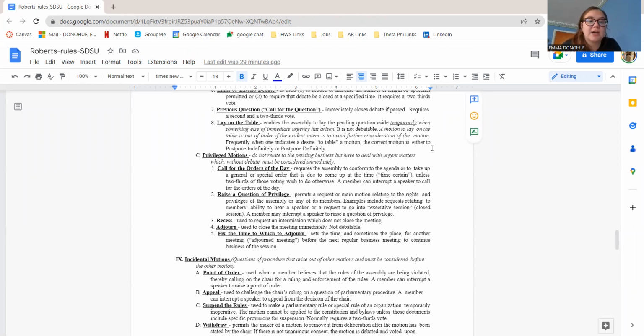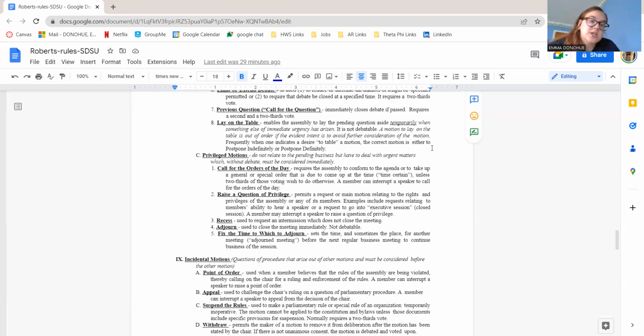Now we go into privileged motions, which do not relate to the pending business, but have to do with urgent matters, which without debate must be considered immediately. So the call for the orders of the day requires the assembly to conform to the agenda or to take up a general or special order that is due to come up at the time certain, unless 2/3 of those voting do not wish otherwise. A member can interrupt a speaker to call out for the orders of the day.